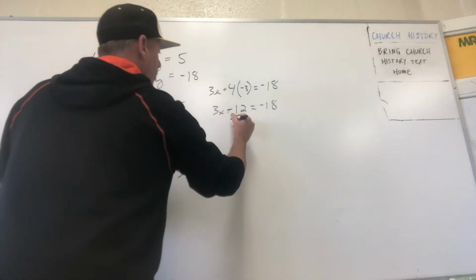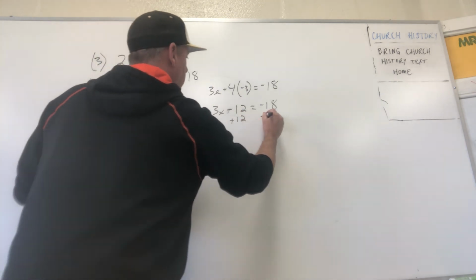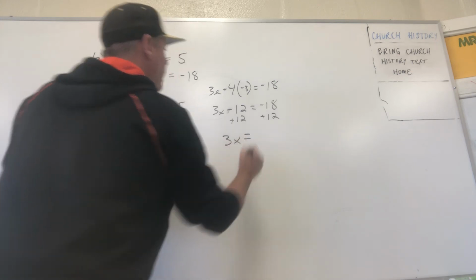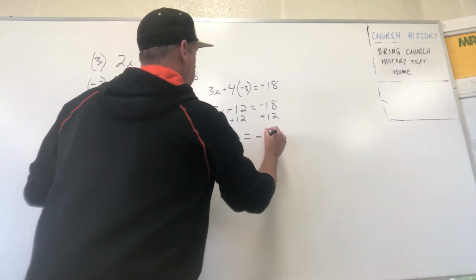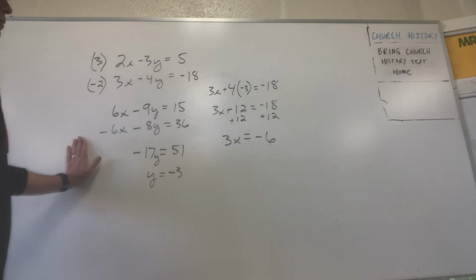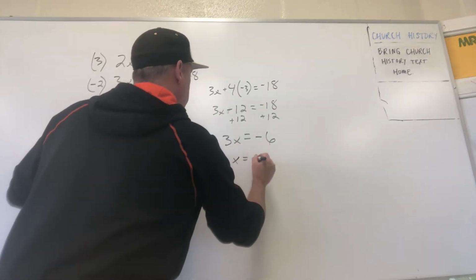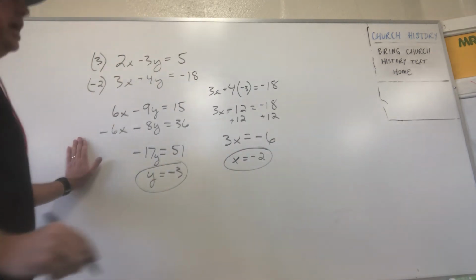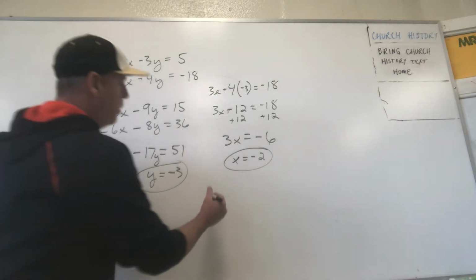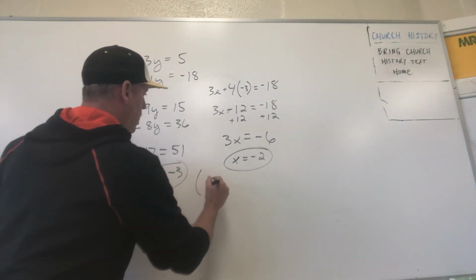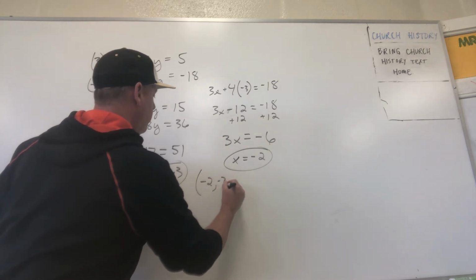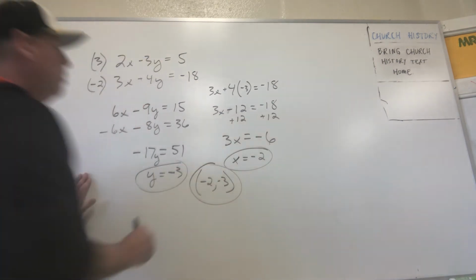I'm going to move the 12 over by adding 12, adding 12. I'm left with 3x equals what? Negative, what is that? 6, right? So x is going to equal negative 2. Now I've solved for x and y again, right? Except I would write my answer like this. X equals negative 2, comma, y equals negative 3, in parentheses. And that would be my answer.